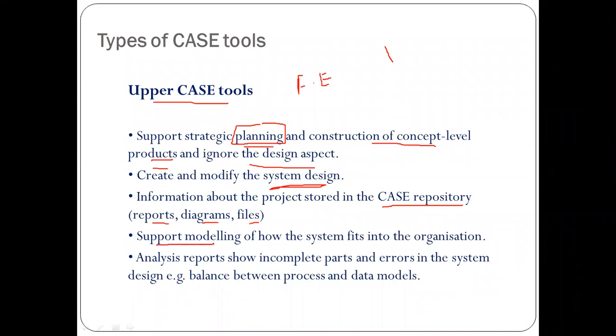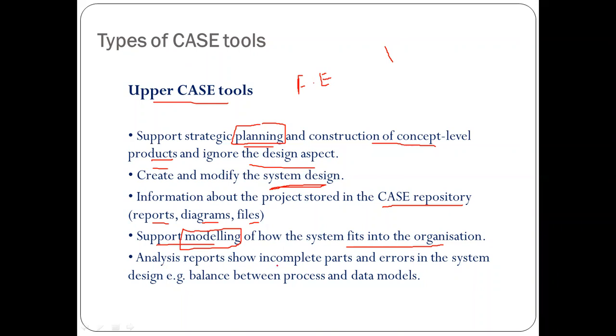Next one, support modeling of how the system fits into the organization. So we are going to support modeling. Now, the modeling we are talking about here is maybe UML, the Unified Modeling Language, in which we use different types of diagrams, such as use case diagram, object diagram, class diagram, deployment, component, etc., right? I'm not getting into detail of these, because we have already done all the aspects. Here we are only going to talk about the case tools.